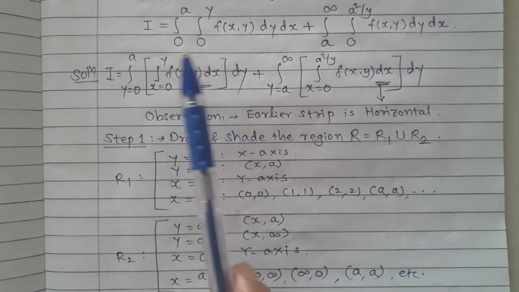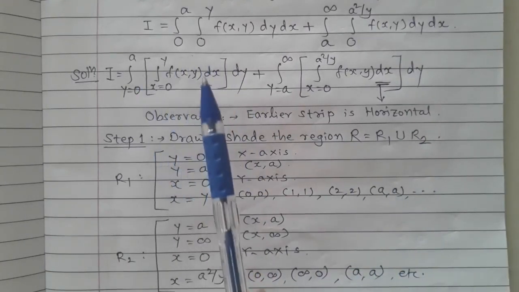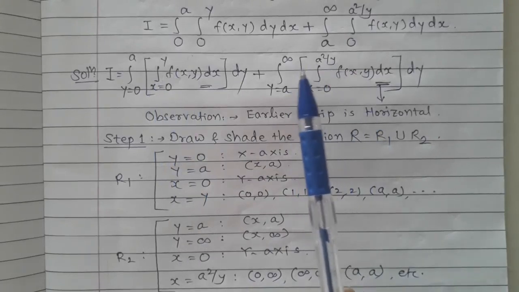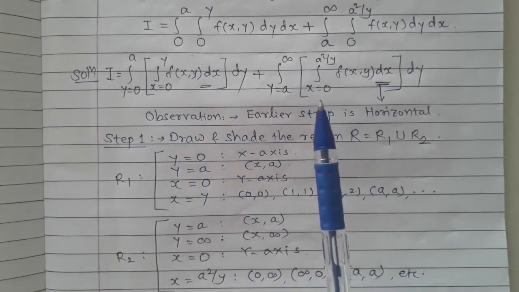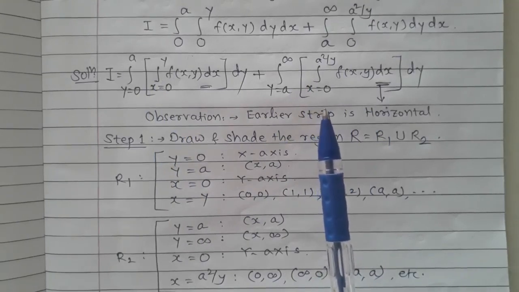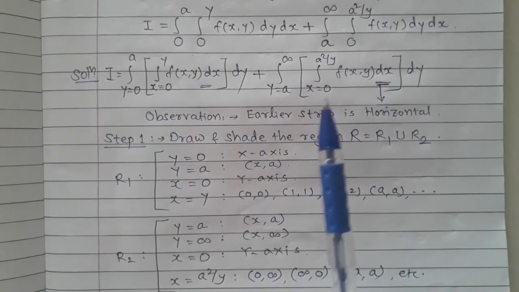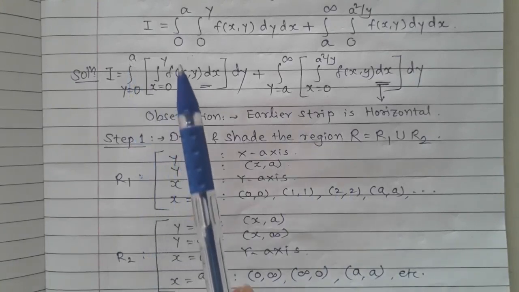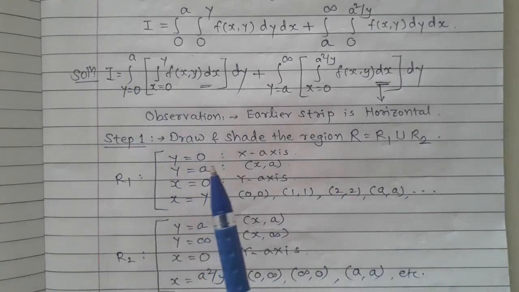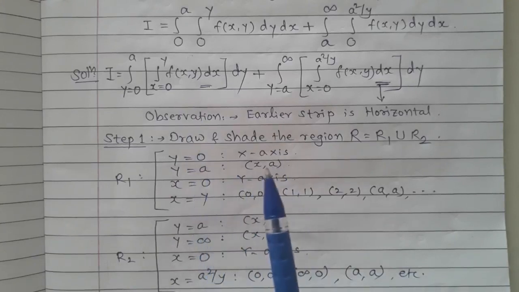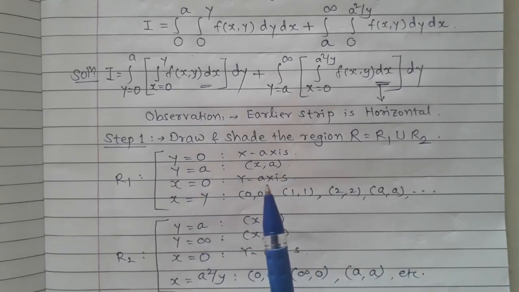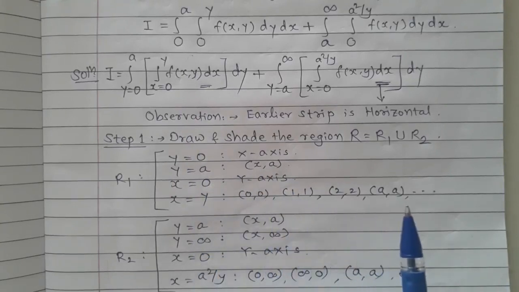For this, whatever region we have, we will call R1, and for this, whatever region we have, we will say it as R2. On the same graph, we will trace this R1: y equal to 0 to y equal to a, x equal to 0 to x equal to y. So y equal to 0 means x-axis, y equal to a has the points like x, a. X equal to 0 is the y-axis, and x equal to y contains the points 0, 0, 1, 1, 2, 2, a, like that.